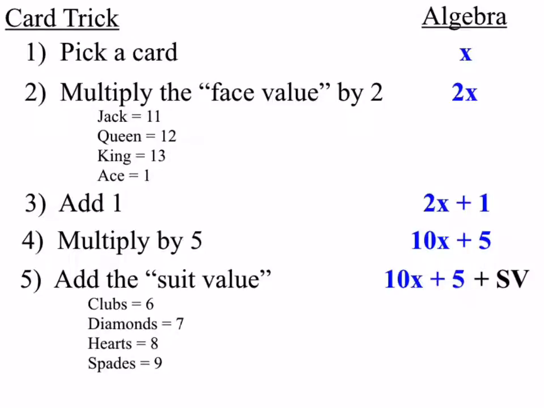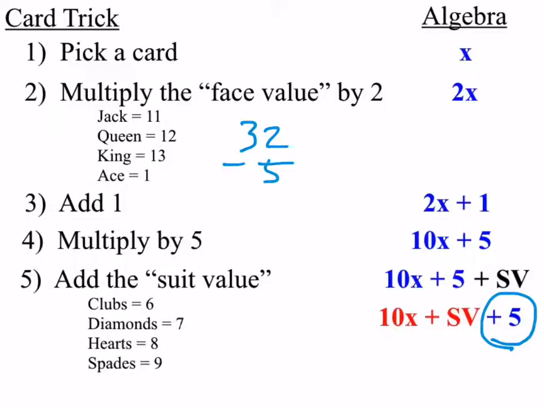And then I'm going to use the commutative property to rearrange things to make it a little easier to see. So I have 10x plus SV plus 5. What I did in my head is I subtracted 5. I did the opposite of what we see right here. Because then what is left is a number that has a tens digit and a ones digit. Okay? So somebody gave me a 32. I subtracted 5 in my head, and that left me with 27. This was the card value.